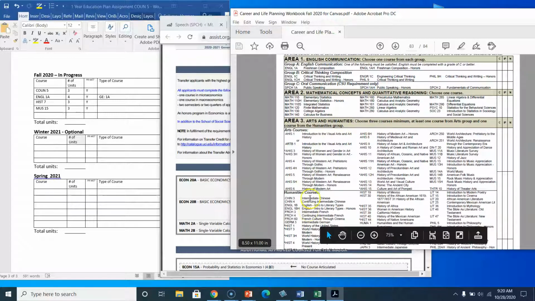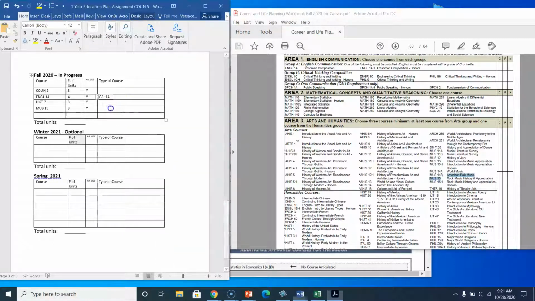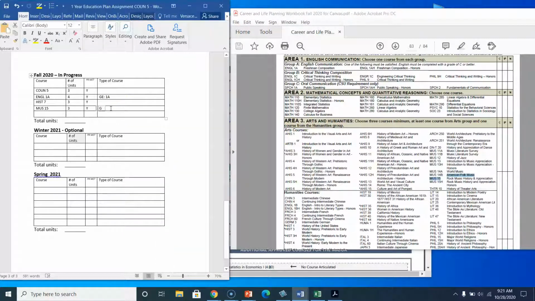All right, we've got arts. Okay, so we actually have an art class done. Music 15. So we can mark that one as finished. So that's Area 3. So we're going to put GE 3 arts. Okay.